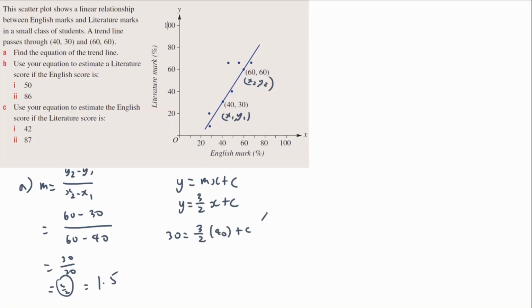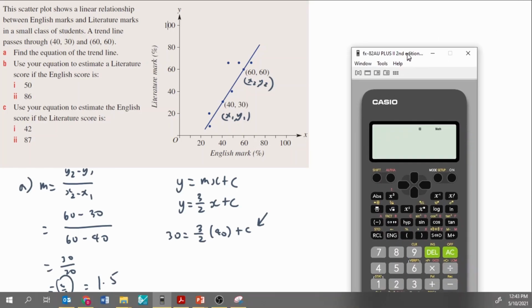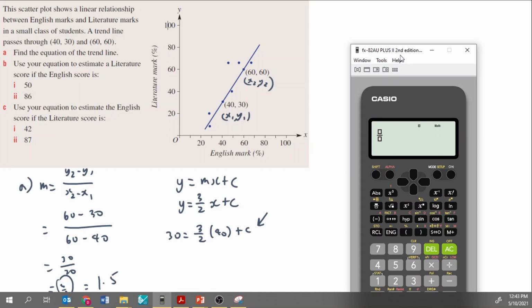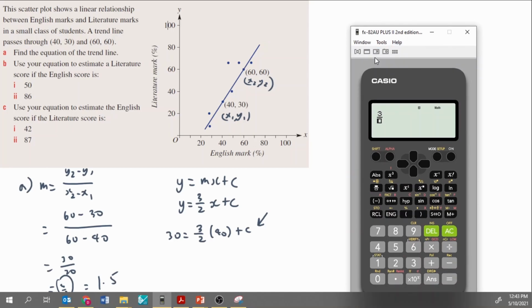Now I've got c by itself, so I can solve for c. First thing, you're going to do the calculations that you can. So you're going to do 3 over 2 times 40 first. Just put that straight into your calculator, just to ensure that you don't make any errors. So just put 3 over 2. You could have used 1.5, doesn't matter too much there, times 40, and that gives me a value of 60.